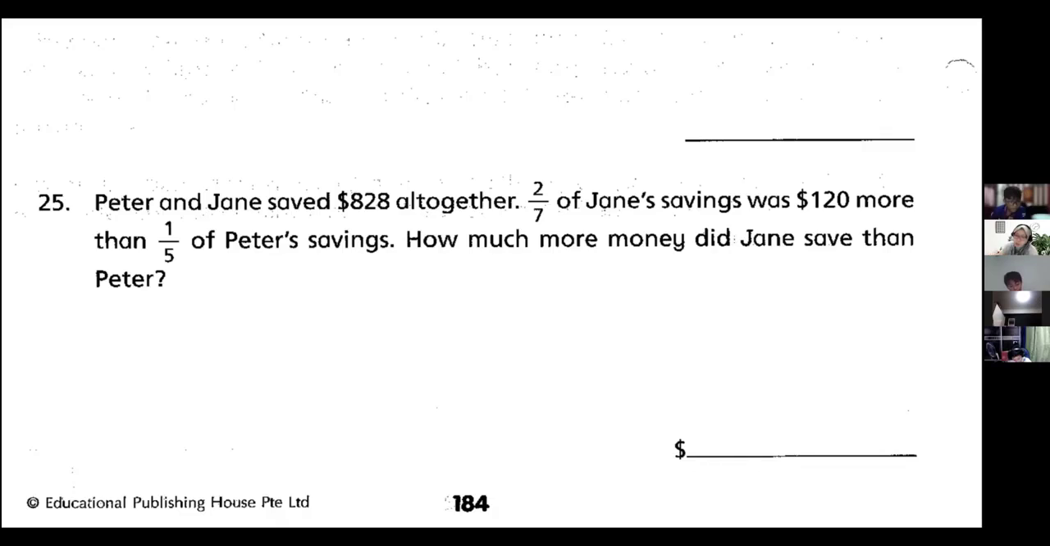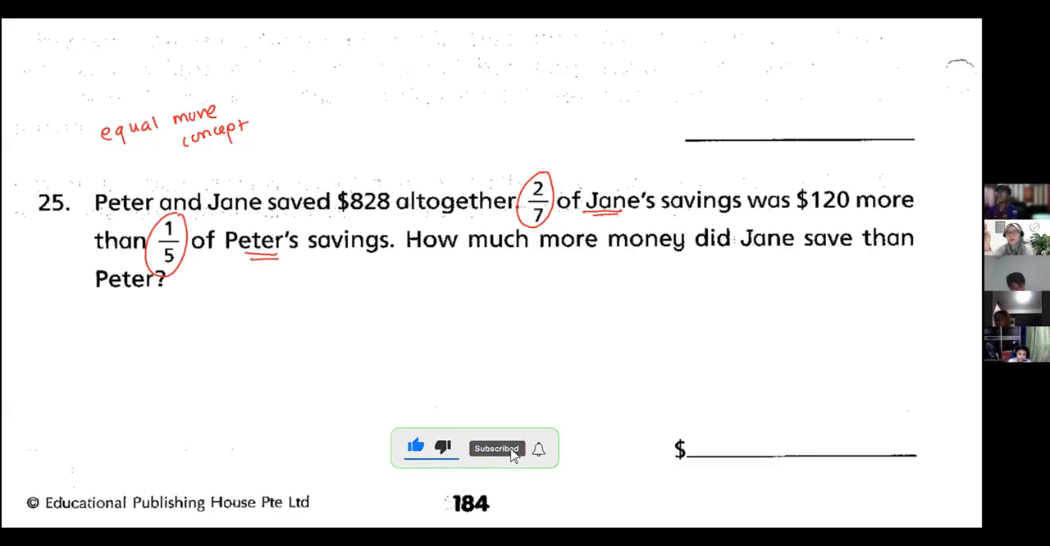Okay, so for this question, you can see that this is actually the equal-more concept. It actually derived from the equal concept. Equal concept means you're going to have a fraction of someone's money equal to a fraction of the other person's money. You can see the two fractions. A fraction of Jane's is actually equal to a fraction of Peter's.